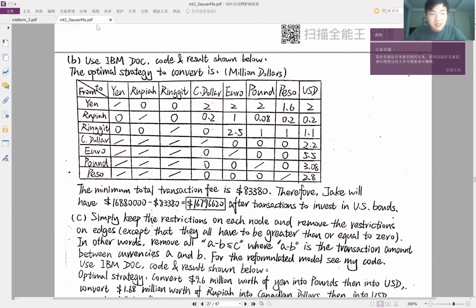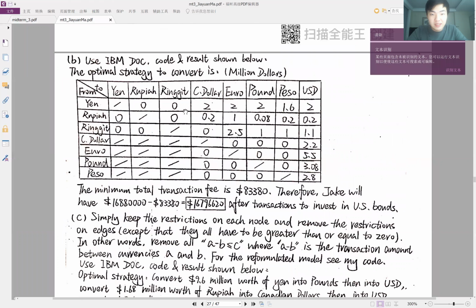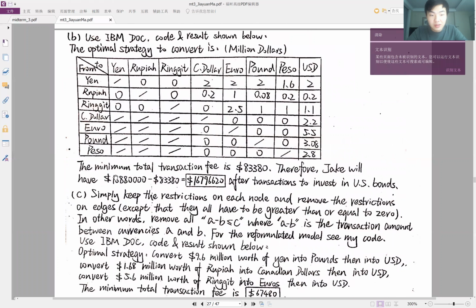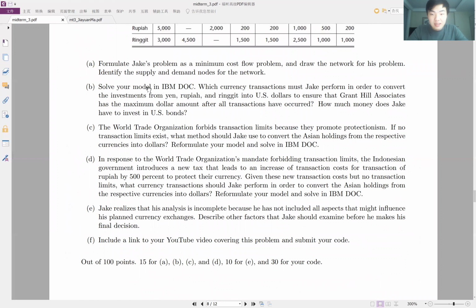And the money that Jake has to invest in US bonds should be the initial total US dollars he has, minus the minimum transaction cost that we calculated using our model. So this difference is the number of dollars that he has after the transactions. And for part C, they said to forbid the transaction limits. How should we reformulate our model?